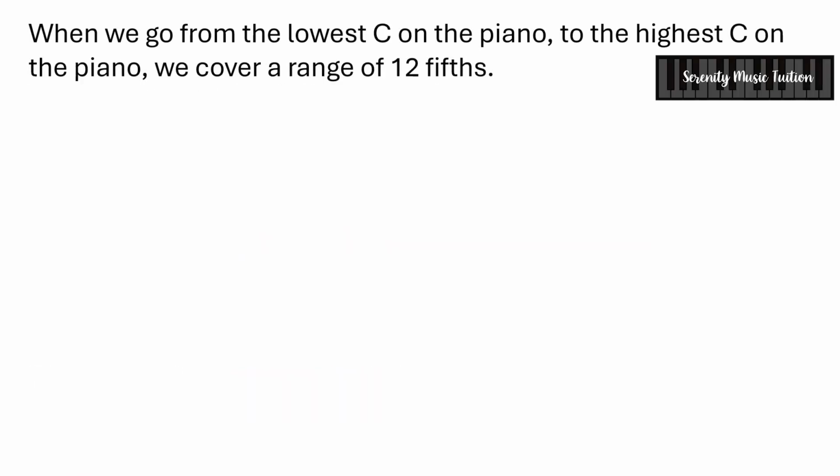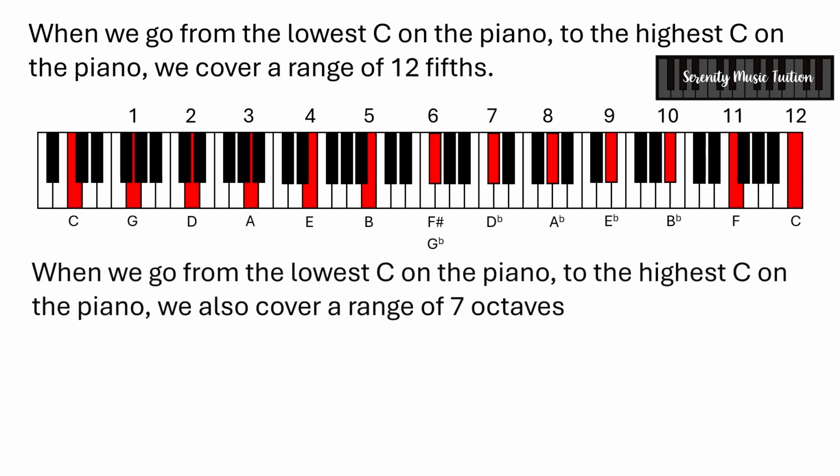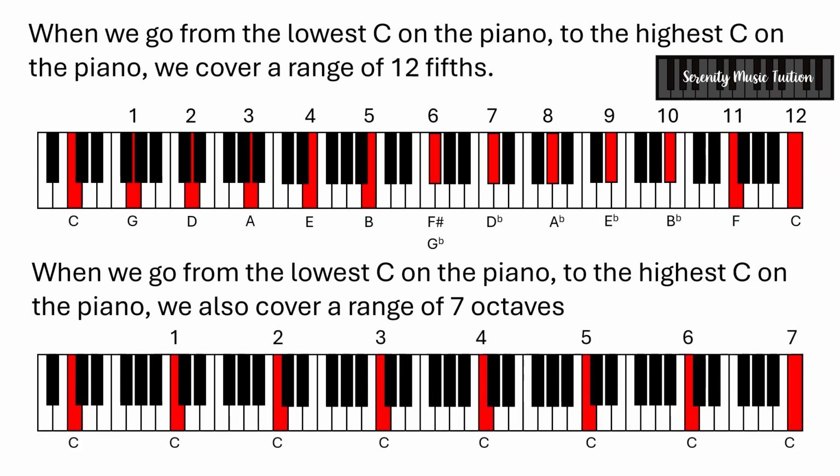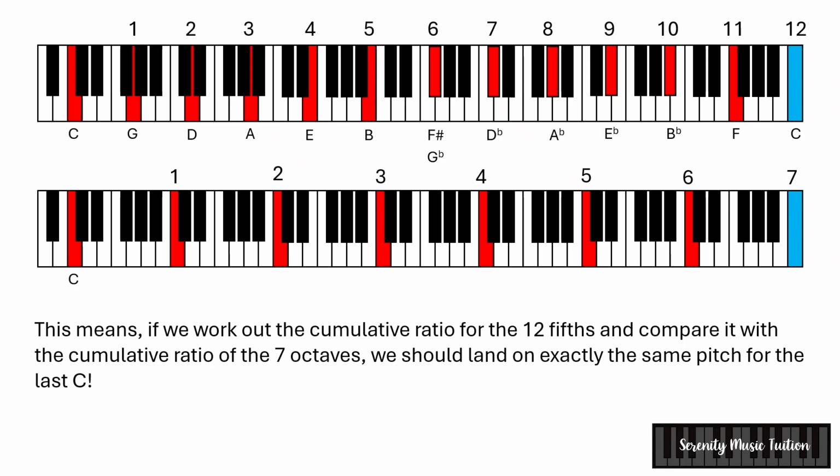When we go from the lowest C on the piano to the highest C on the piano, we cover a range of 12 fifths. We also cover a range of 7 octaves. This means if we work out the cumulative ratio for the 12 fifths and compare it with the cumulative ratio of the 7 octaves, we should land on exactly the same pitch for that last C. This would have been an easy calculation for Pythagoras to make, even though he didn't have a piano.